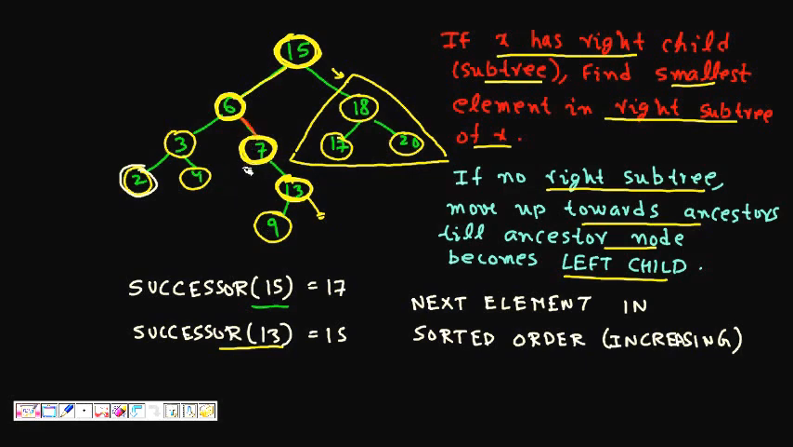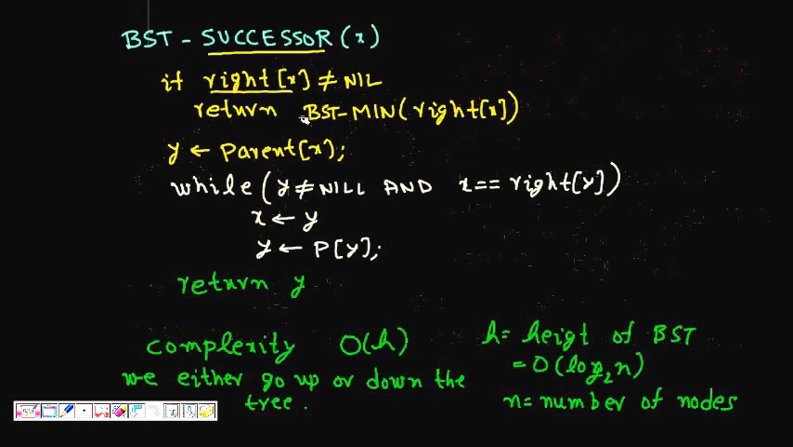Or for 15, it has a right subtree, so its successor will be the minimum value in the right subtree, which is 17. So if it has a right subtree, then just find the minimum in that right subtree. And for finding the minimum, just keep on going towards the left child till that node hasn't got any left child. Otherwise what should we do?